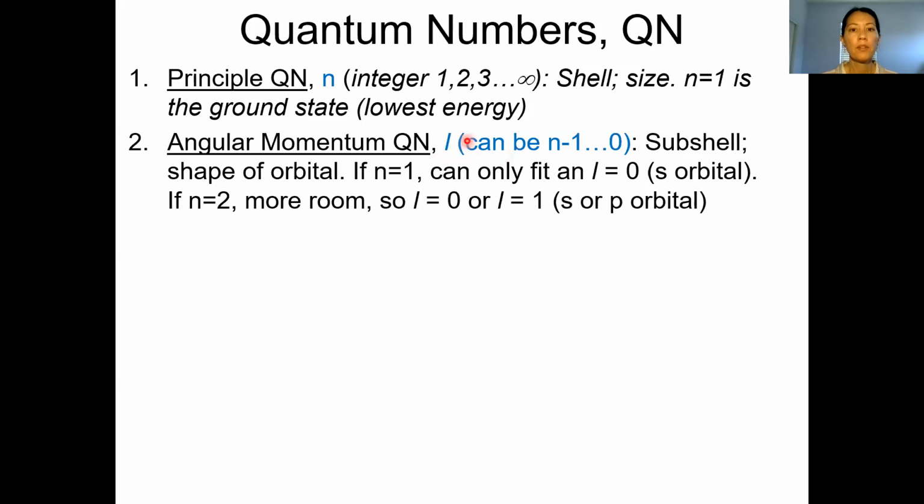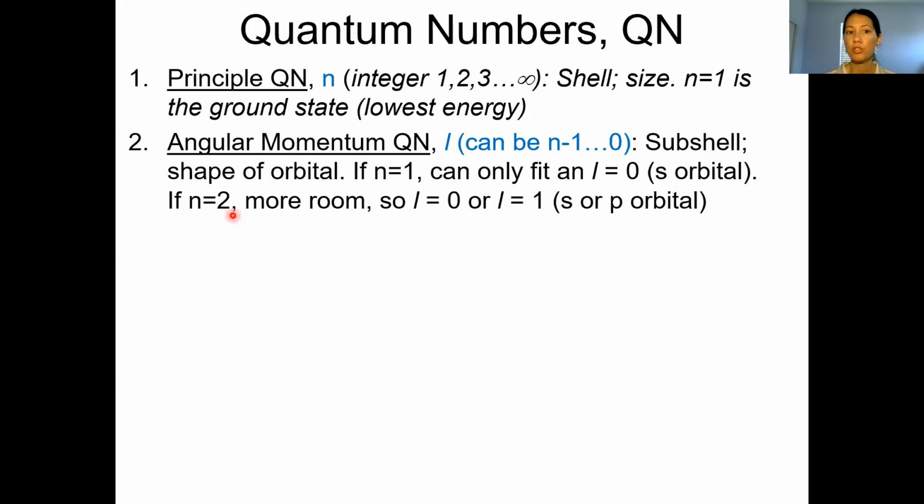The next quantum number is the L quantum number. It stands for angular momentum. And the possible numbers can be n minus 1 all the way down to 0. So for example, if n equals 1, if I'm in the ground state, I can only have an L equals 0. That's because n equals 1 is a ground state, it's small, I can only fit in an s orbital. What I'm going to tell you here is that L is going to have certain numbers, and they refer to the different orbital shapes. L equals 0 is an s.